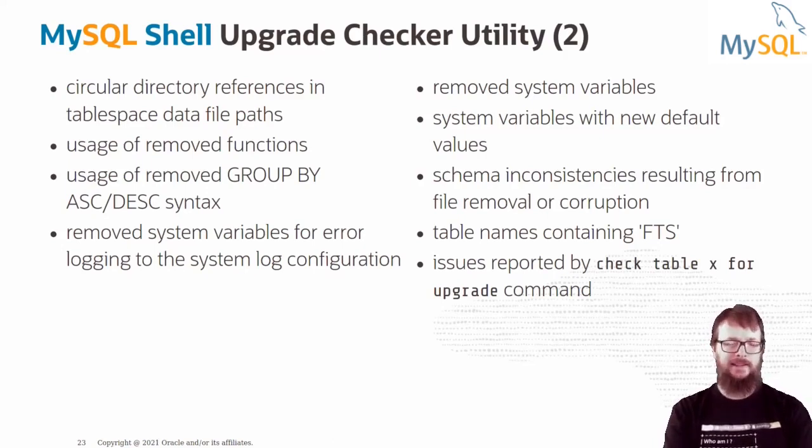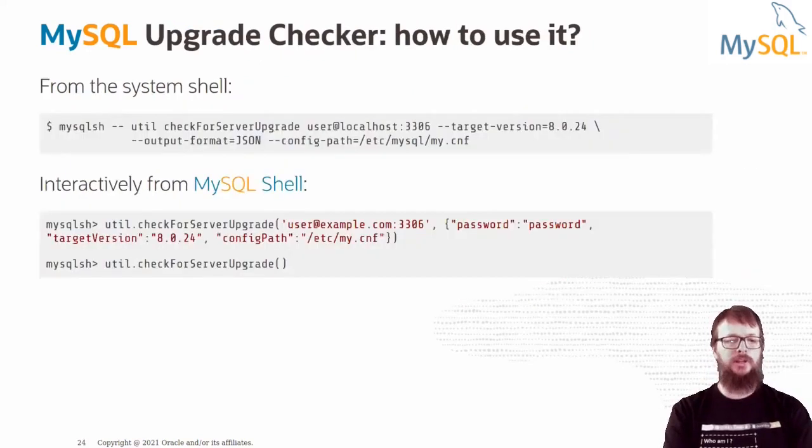And more than that, it's checking all that kind of stuff, but it doesn't scan the full data, right? It checks the metadata and the configuration you have, and it will let you know if there is an issue or not. So if you want to run that, for example, this is from the system, from the command line, you will do mysqlsh, and then you do util. So this is from the util global object. Then the method is checkForServerUpgrade. You connect to one server, so this one is localhost, and you say, I want to go to 8.0.24 from this machine, and I want the output to be JSON, and this is where you can find the my.cnf file for the server.